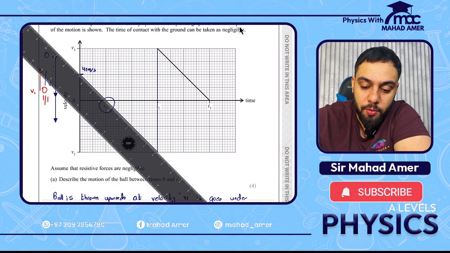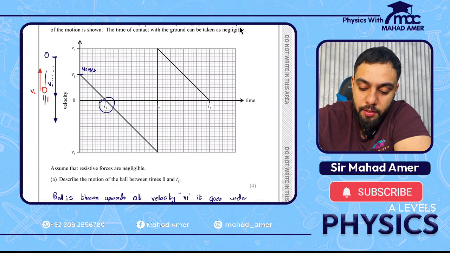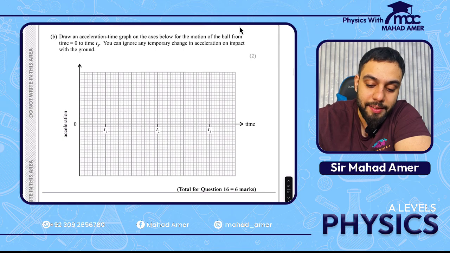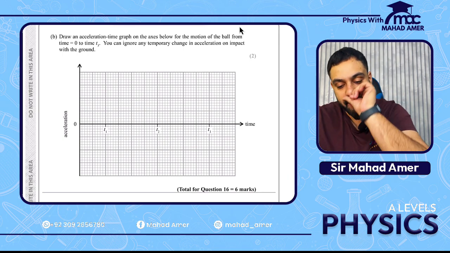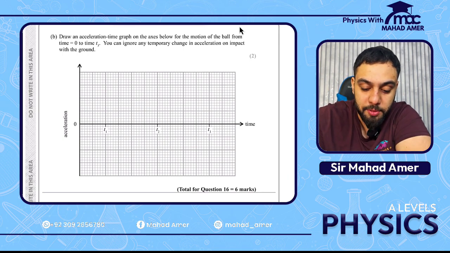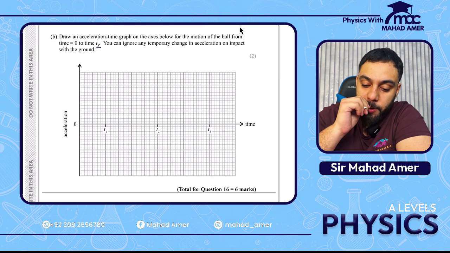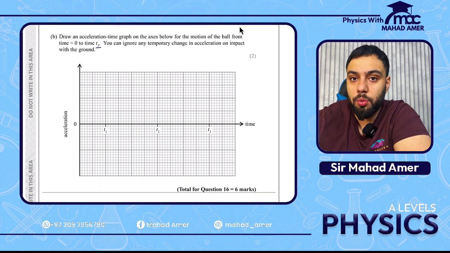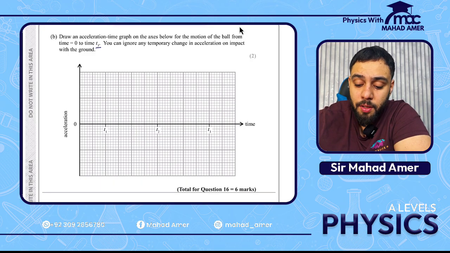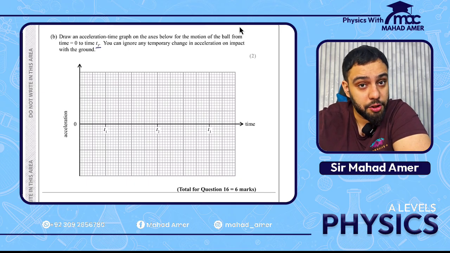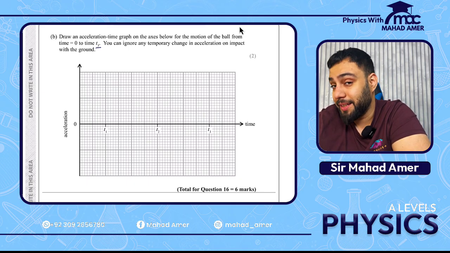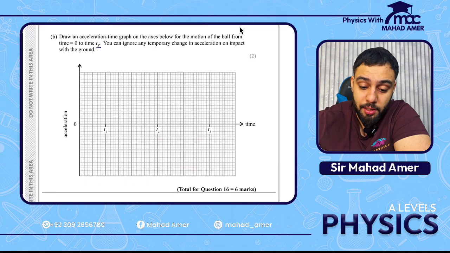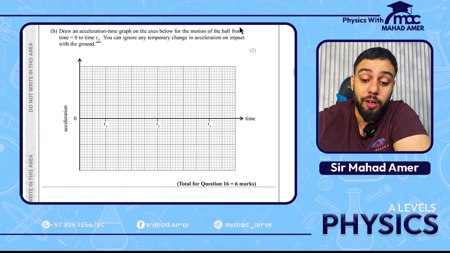In the next step, they would ask you something like this: draw an acceleration time graph on the axis below for the motion of the ball from time 0 to t3. You can ignore any temporary change in acceleration on impact with the ground. So you ignore the temporary changes. That means throughout the journey, the acceleration is going to remain the same, and the value is going to be 9.81.